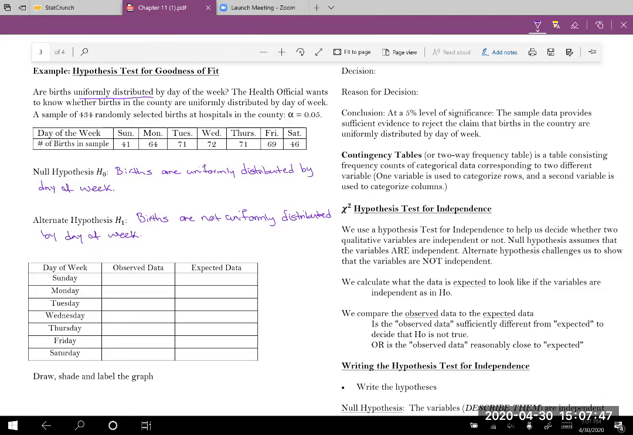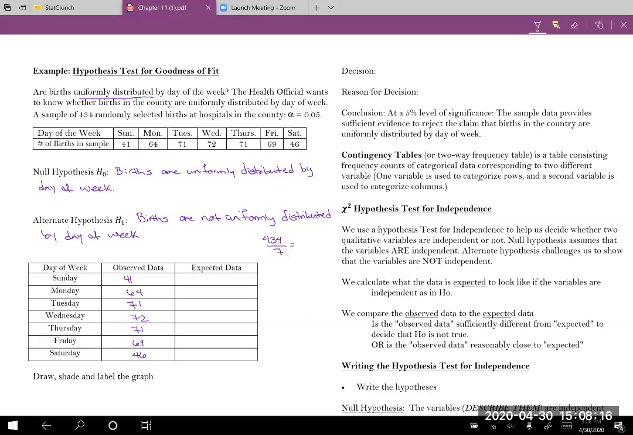Okay, so the observed data is given to us. It says that 41 babies are born on Sunday, 64 on Monday, 71 on Tuesday, 72 on Wednesday, 71 on Thursday, 69 on Friday, and 46 on Saturday. Now, if they're uniformly distributed, that means equally likely. So you take the total, which is 434, and divide it by 7 days of the week, which gives us 62. So 62 babies are going to be born each day if it fits the uniform distribution.